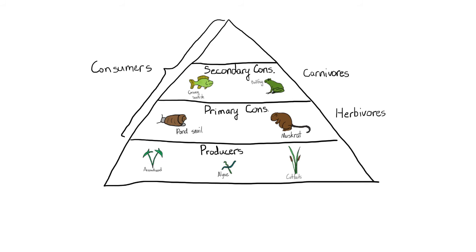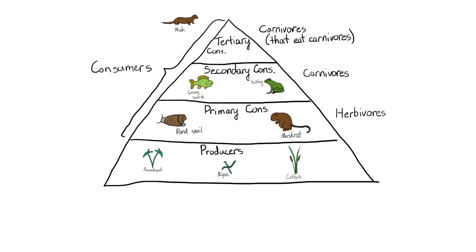Last but not least on our list would be the tertiary consumers. Tertiary consumers are the top level predators within an ecosystem. These are carnivores that eat other carnivores, and that means you're usually one of the bigger, faster organisms within that environment.